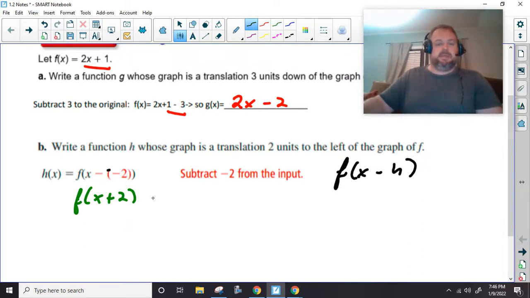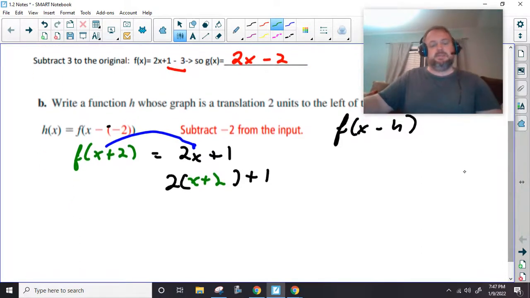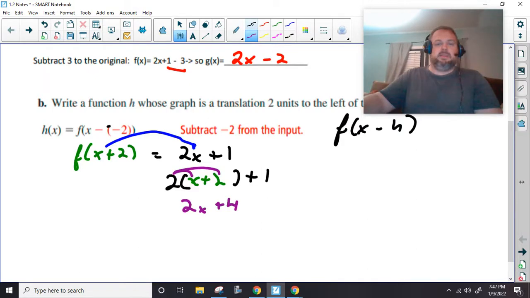Now we plug this in. All right, originally we had 2x plus 1. Now we plug this in here. So this becomes 2 times x plus 2. All right, so not too bad. Now we distribute: 2 times x is 2x, 2 times 2 is 4, and then add the 1. So believe it or not, after all this, it seems pretty crazy, it just changes this to 2x plus 5.